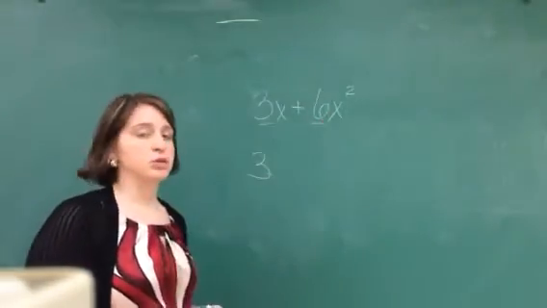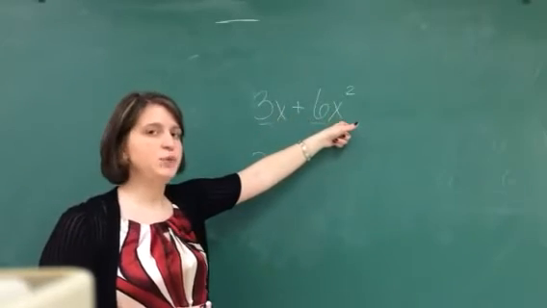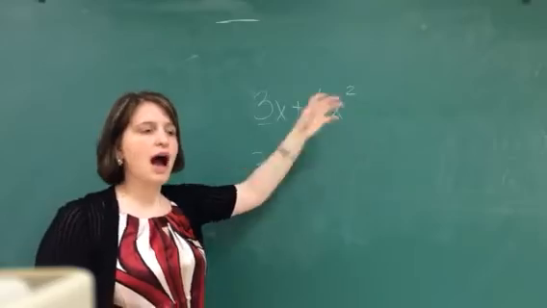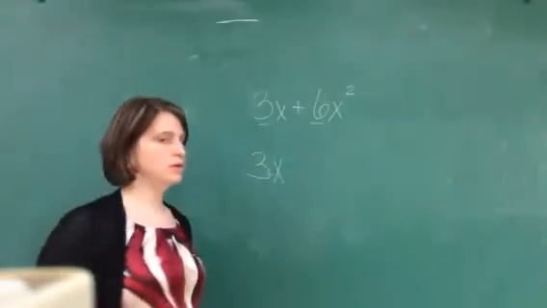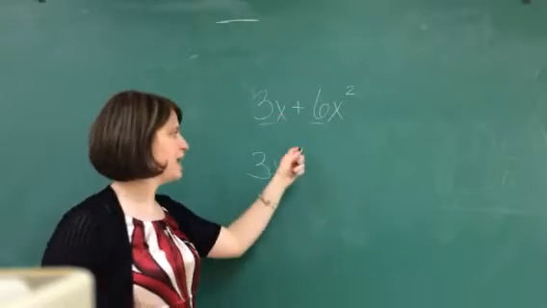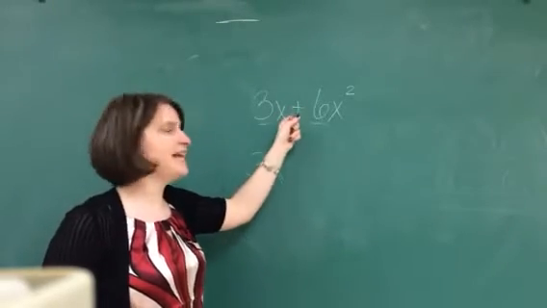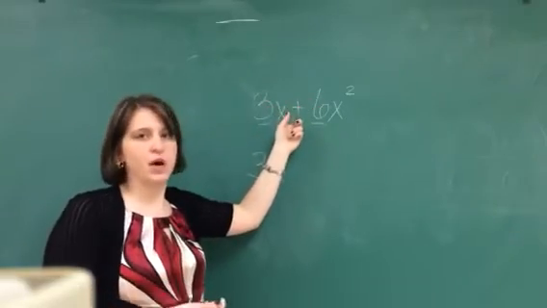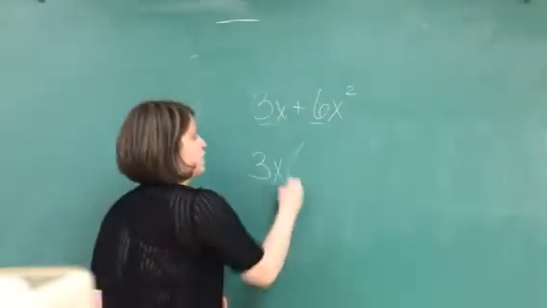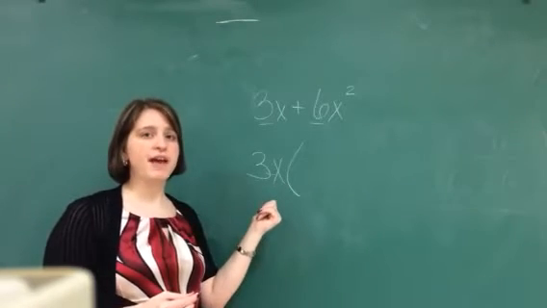Now I'm gonna look at the variables. This one has an x, and this one has 2 x's, right? X and x squared. I can take out 1x because they both have 1. I can't take out any more than that. I can't take out x squared because this one doesn't have 2 x's. It only has 1. So I can't take out 2 x's if it doesn't have them. So there's my greatest common factor.